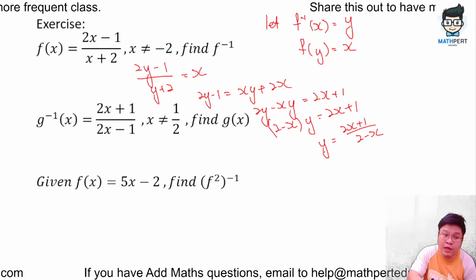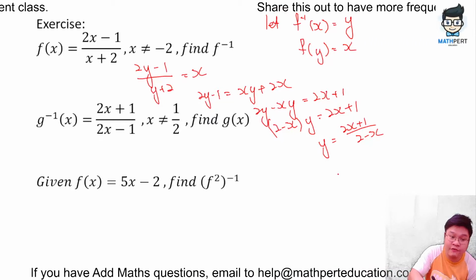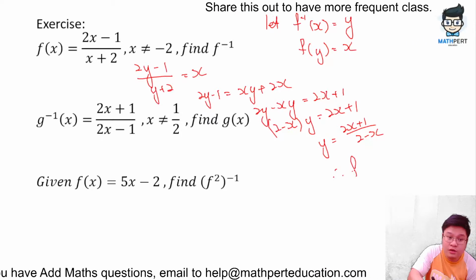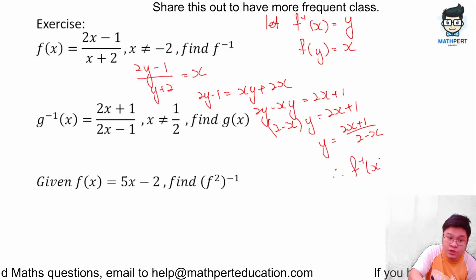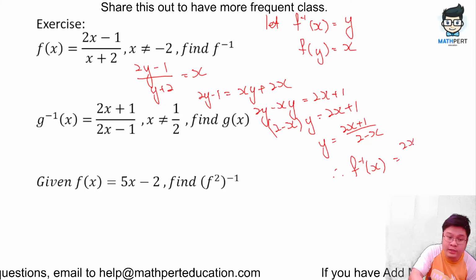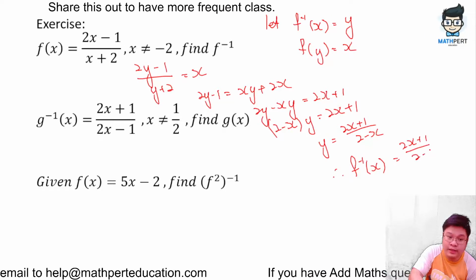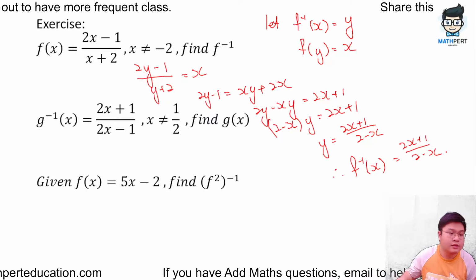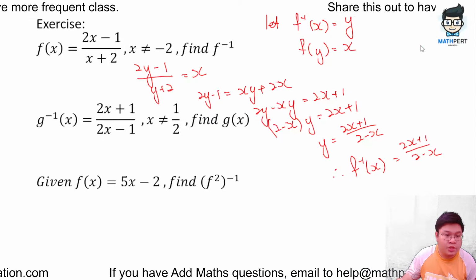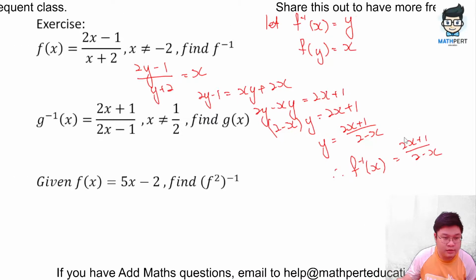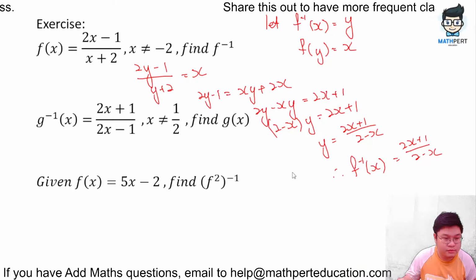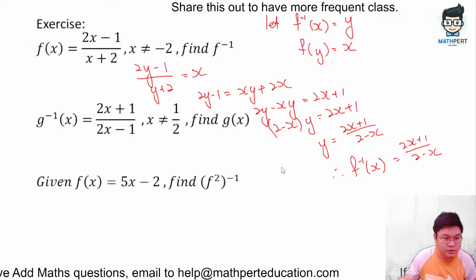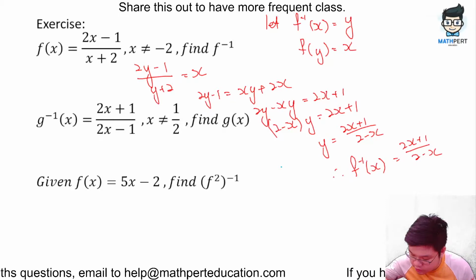And we know that y is equal to the inverse function. Therefore, the inverse function f negative 1 of x will be equal to (2x plus 1) over (2 minus x). Okay, let me change the ink color. So, are there any questions?